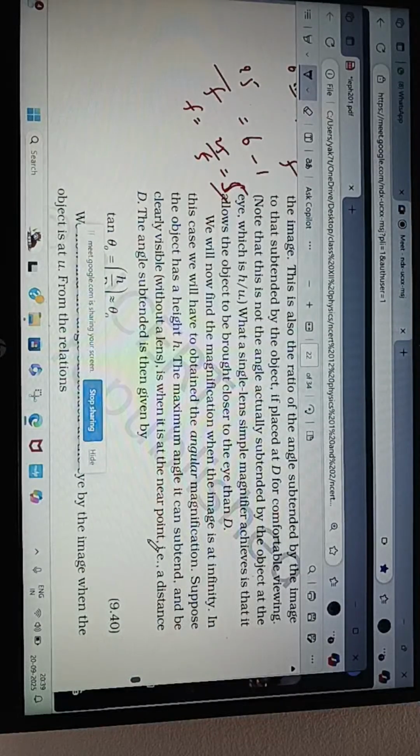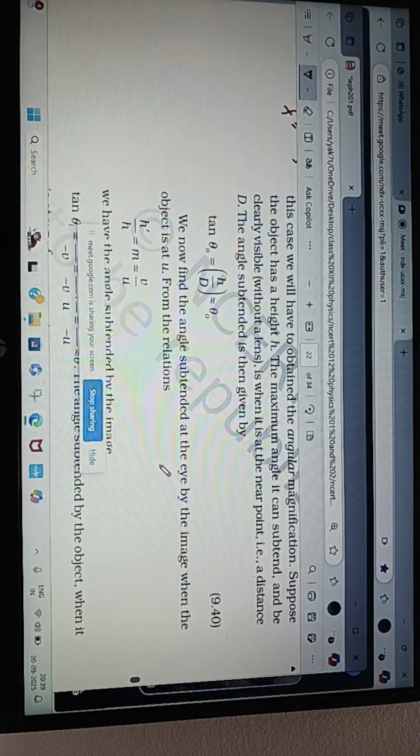In this case, we will have to obtain the angular magnification. Suppose the object is of height h. The maximum angle it can subtend and be clearly visible without a lens is when it is at the near point, that is at a distance D. The angle subtended is then given by tan theta naught is equal to h by D.